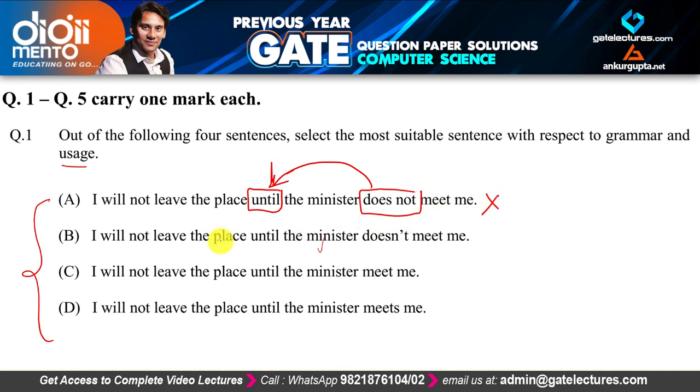The second sentence says, I will not leave the place until the minister doesn't meet. So again here they have used the word until. So doesn't and does not both are actually representing the same thing. So doesn't is just a shortcut form of representing does not.